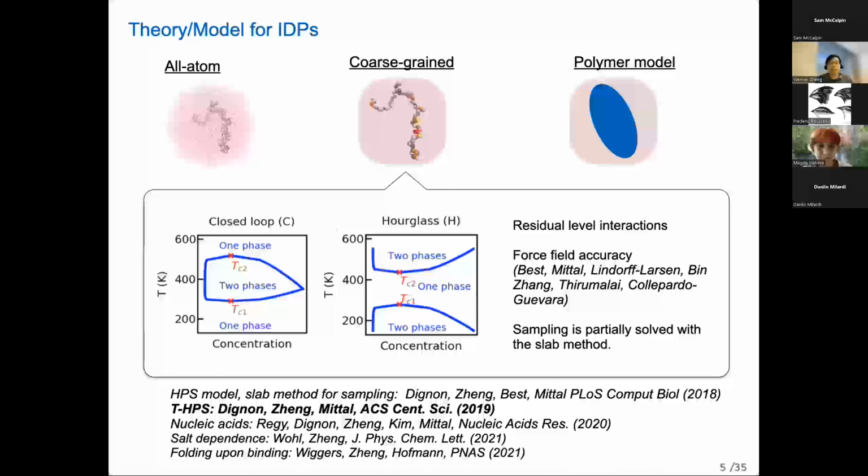Since every amino acid is a bead there, there has been a lot of work from our lab and also from our collaborators and the field for the last couple of years trying to use the coarse-grained model to understand liquid-liquid phase separation behavior. What has been introduced currently is that the sampling is partially solved. I would say why it's partially solved: we can actually generate those nice phase diagrams, like a closed-loop phase diagram or an hourglass phase diagram.